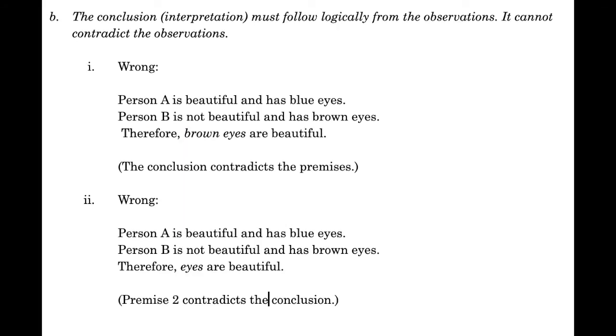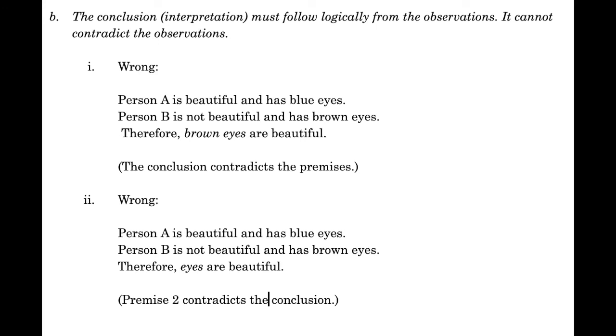The second rule is the conclusion must follow logically from the observations. You can't contradict your observations. So for instance, if you said person A is beautiful and has blue eyes, person B is not beautiful and has brown eyes, you could not therefore conclude that brown eyes are beautiful, because your second premise states that person B has brown eyes and is not beautiful. So there would be a contradiction in that reasoning.